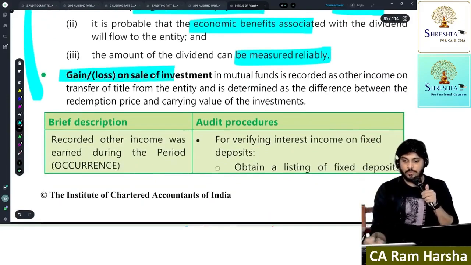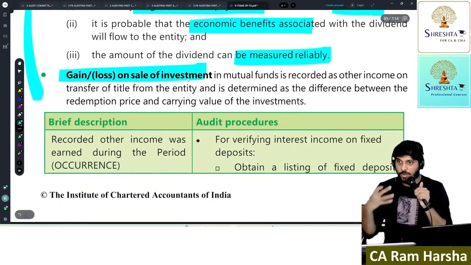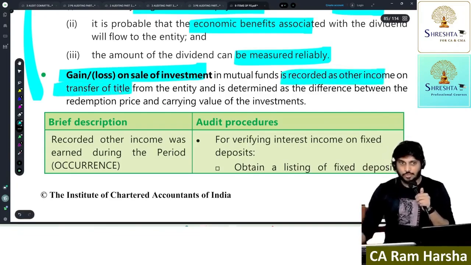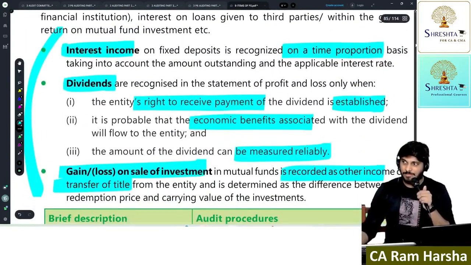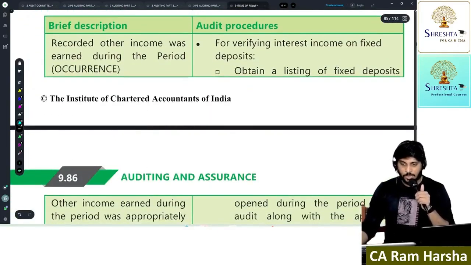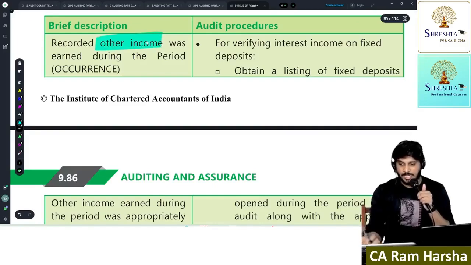Same way, how do you verify gain or loss, profit or loss on sale of investment? It is recorded as other income. So, what does other income consist of? Interest income, dividend income, and profit on sale of investments. Now, how to do the audit of other incomes?